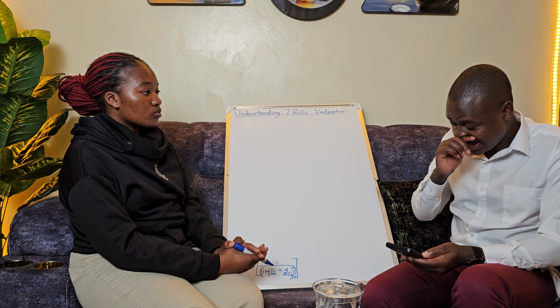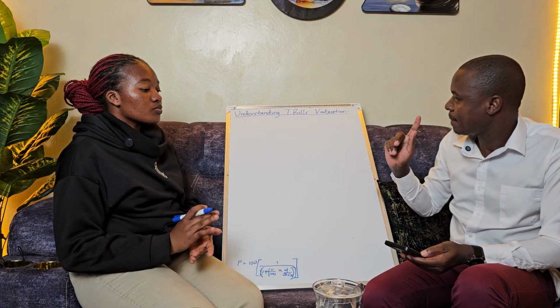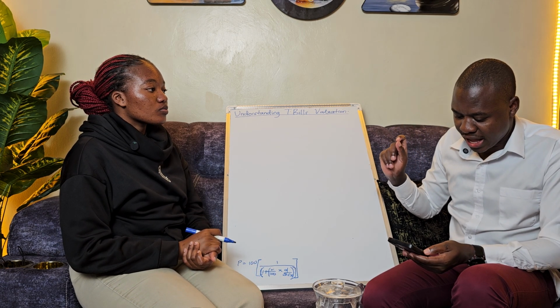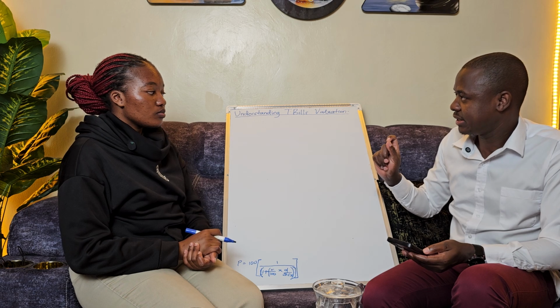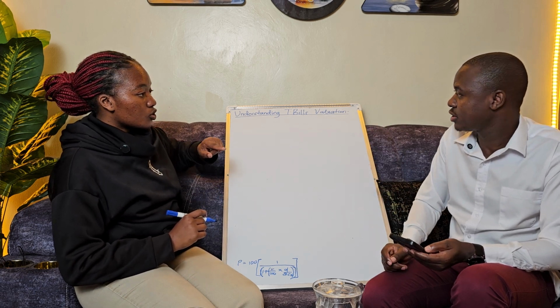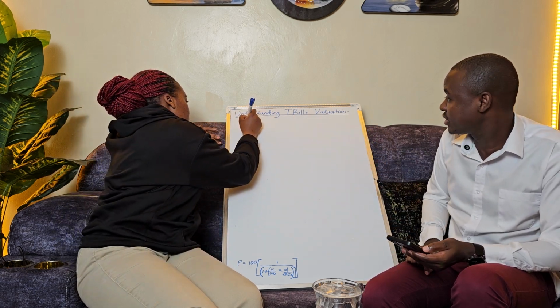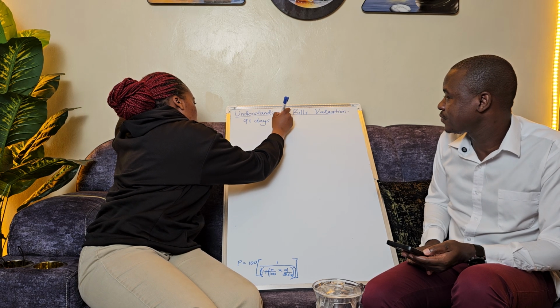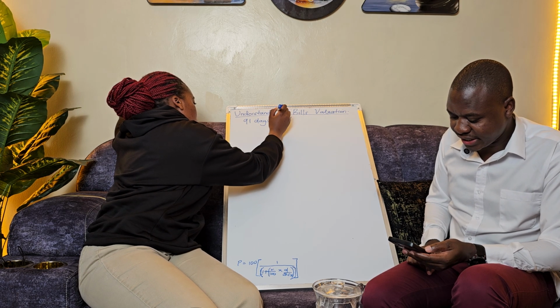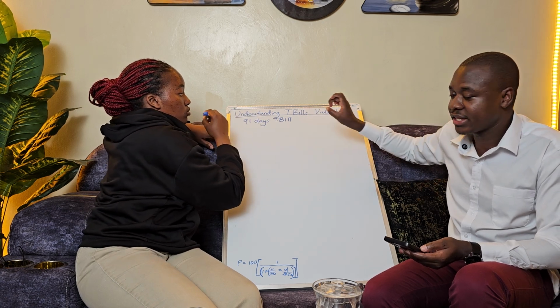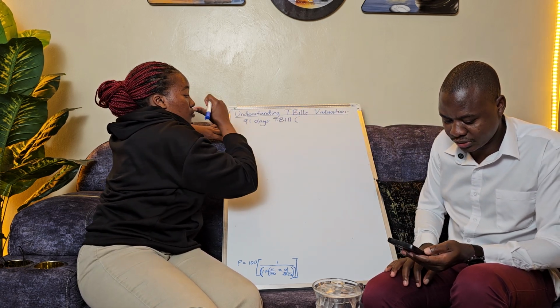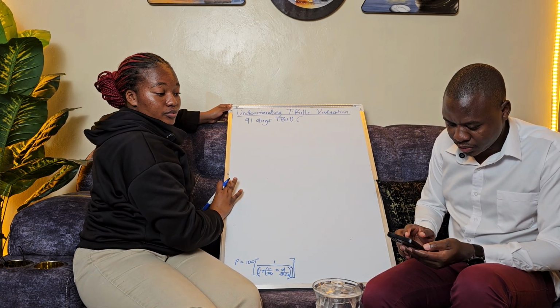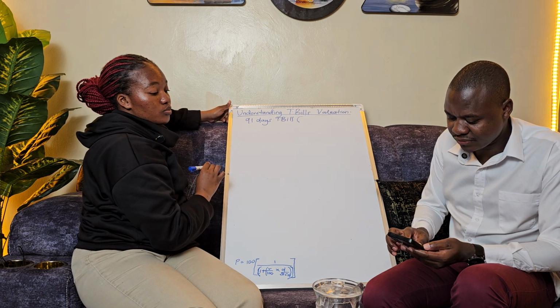First I want to start with the 91-day Treasury Bill. So just write 91-day Treasury Bill, then put in brackets the interest rate that was issued, because this was the result for this auction.